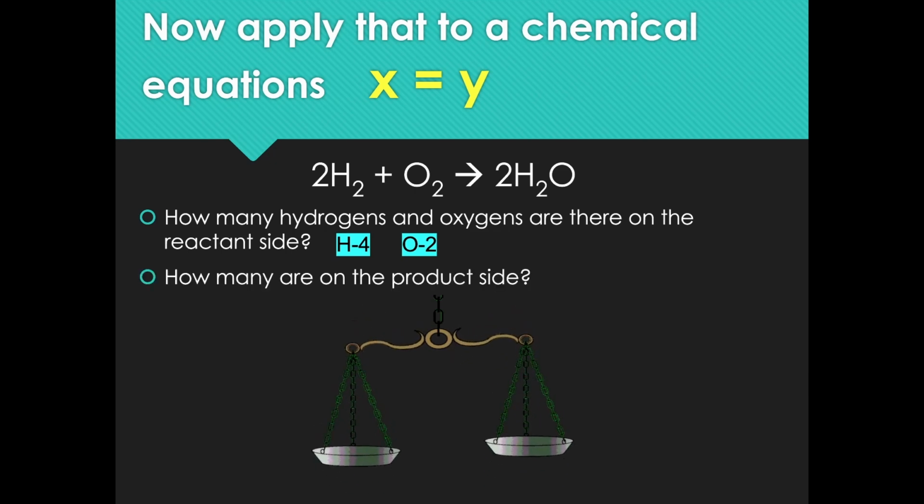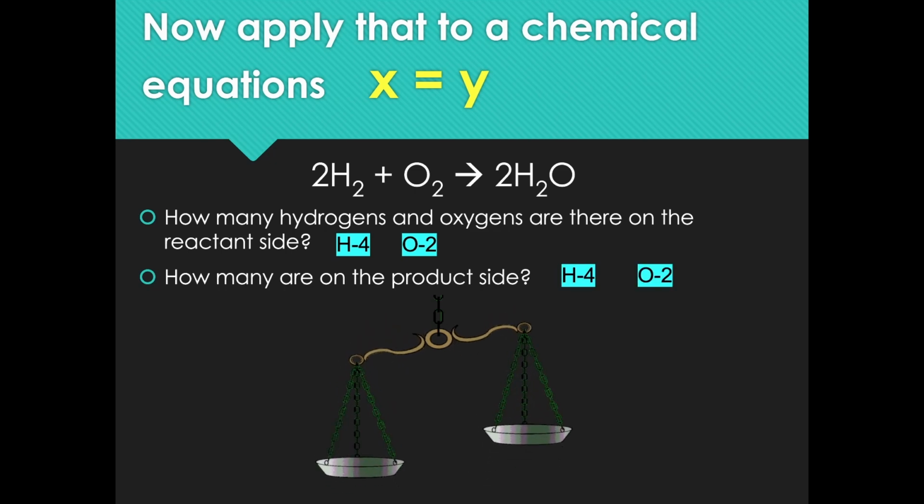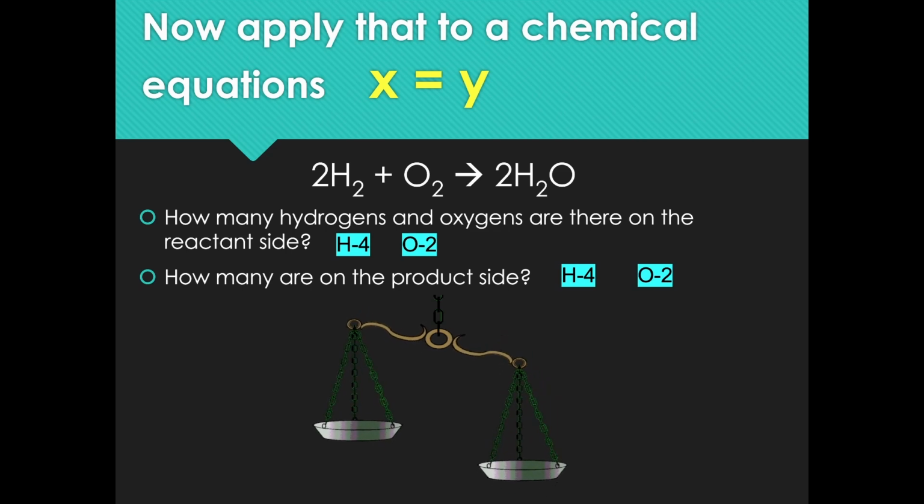So now let's ask a question. How many are there on the product side? There are 4 H's because it's 2 times 2. And then there's 2 times 1 oxygen, making it 2 oxygens.